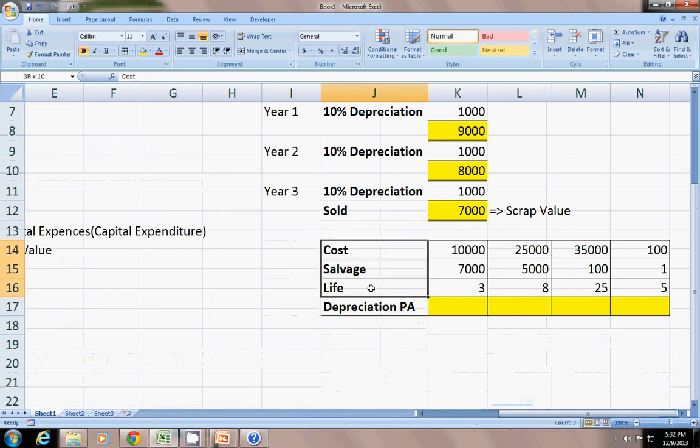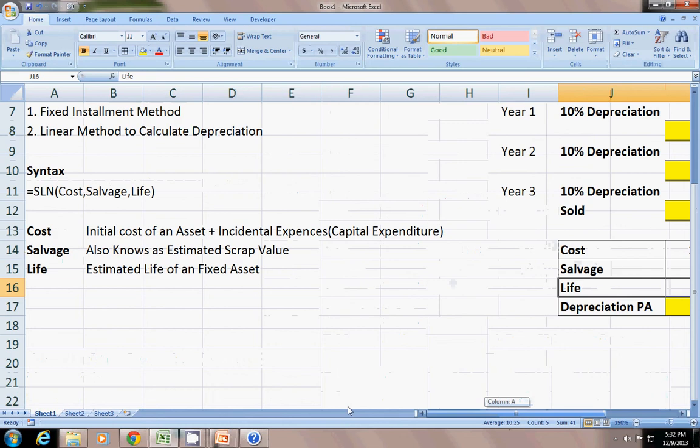Now depreciation requires 3 main criteria: cost, salvage, and the life of an asset. So the syntax of this function requires cost, salvage, and the life of an asset. Cost means the initial cost of an asset plus the incidental expenses, known as capital expenditure.